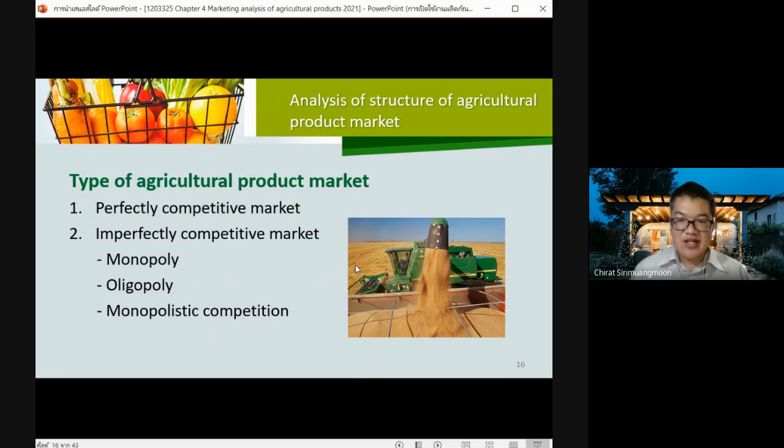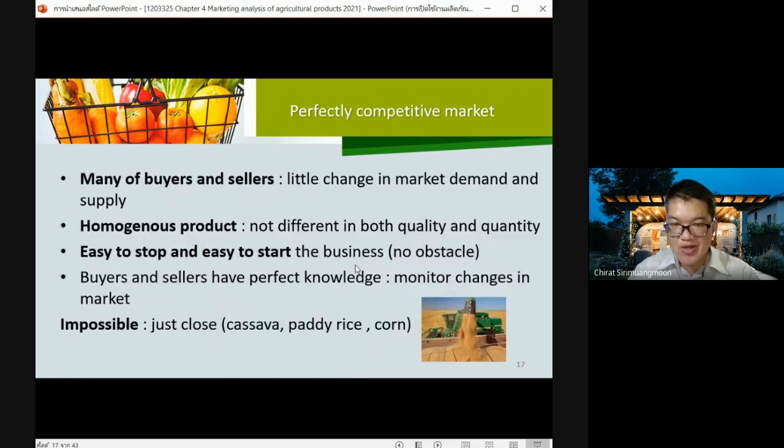This means it's not 100% that they can fight and compete, but just some part of it. So the imperfectly competitive market includes monopoly, like a dominant seller, oligopoly, like we have two or three sellers, and monopolistic competition. We're going to talk about all of them later, like next week, next page.